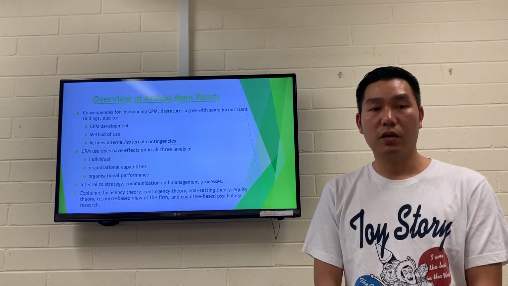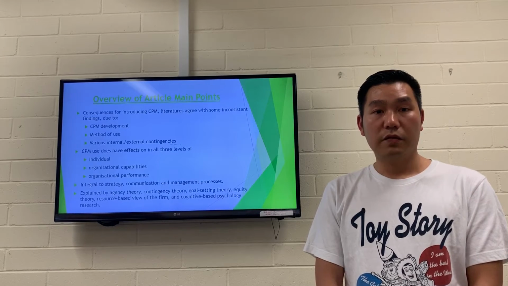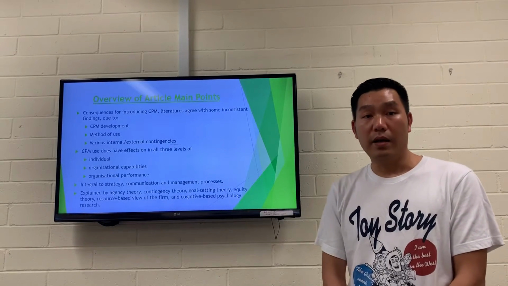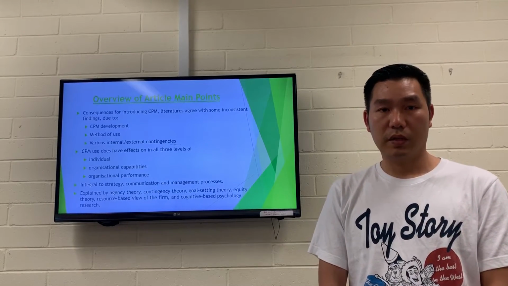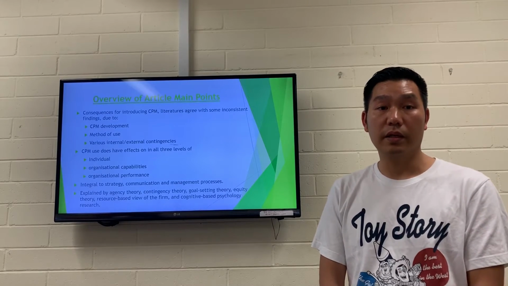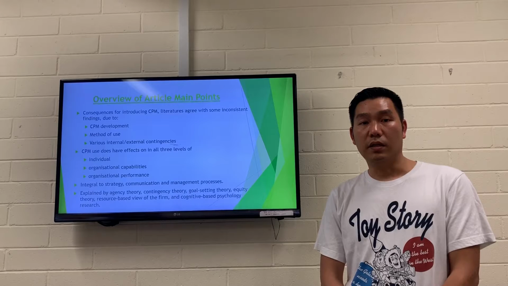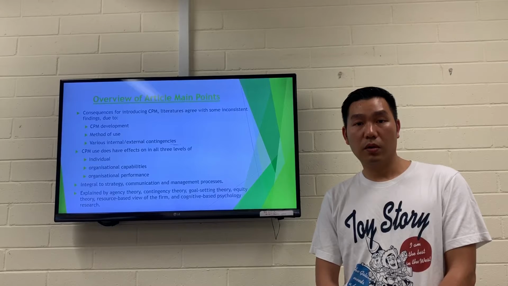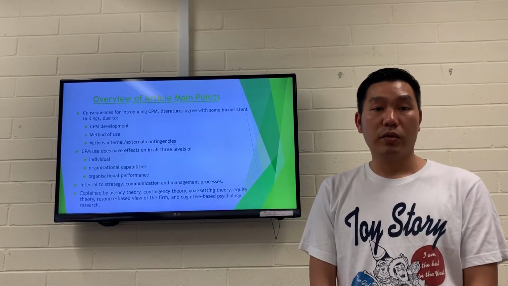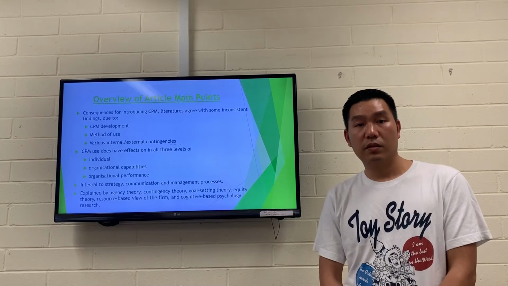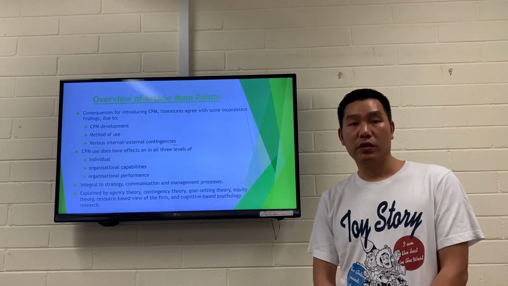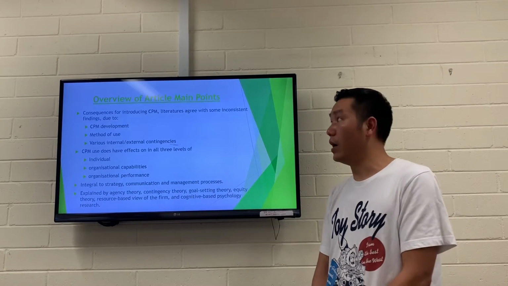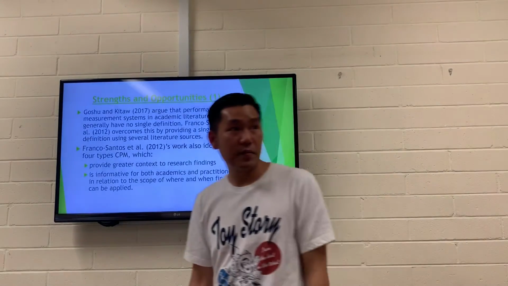The authors also summarized various theories used to explain how CPM led to various consequences. This assists in explaining the nature of the consequences. They include agency, contingency, goal setting, and equity theories, the resource-based view of the firm, and cognitive-based psychology research. And next part, my partner will present.